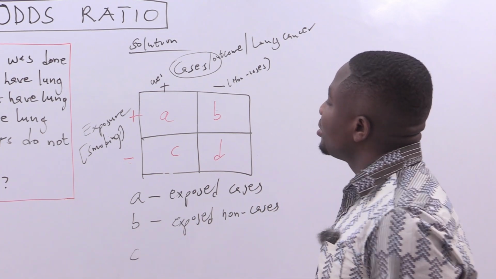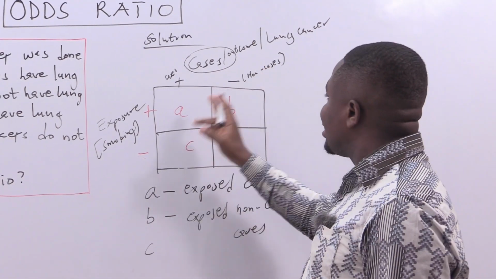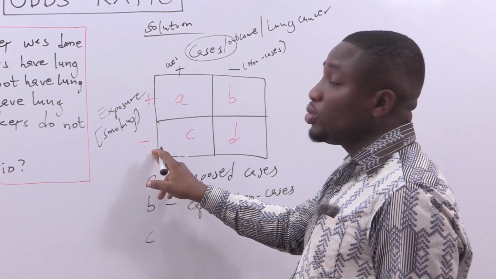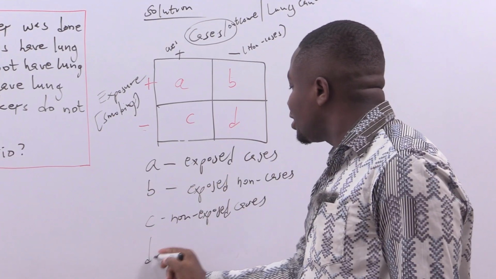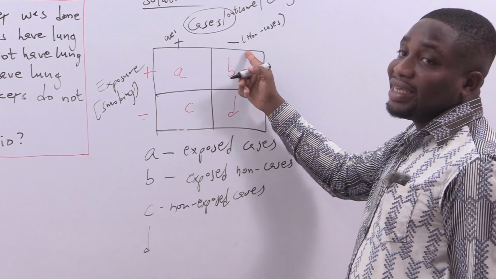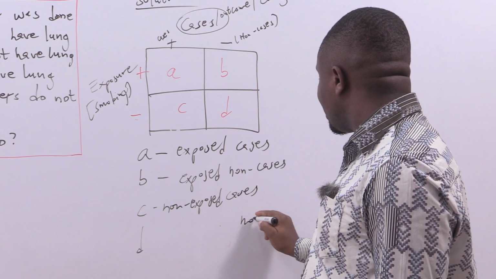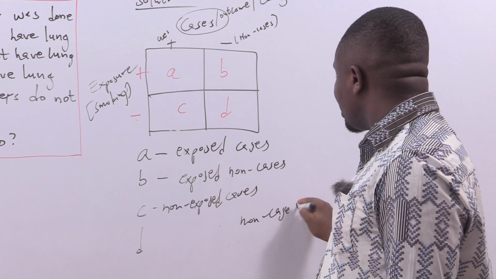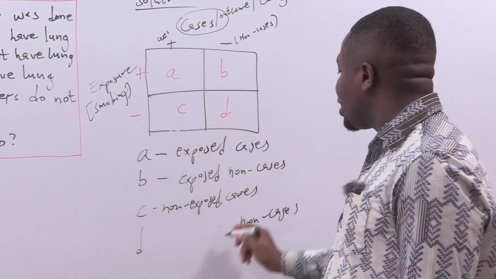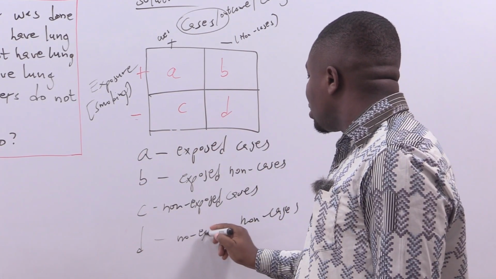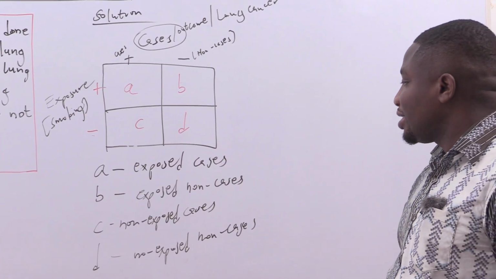Then we go to C. Is it a case? Yes, it is a case. And is there an exposure? Definitely there's no exposure. So non-exposed cases. Then we'll go to D, which is here. Is it a case? Definitely no. It's a non-case. Is there any exposure? No, because it's in the row of non-exposure. So this becomes non-exposed non-cases.